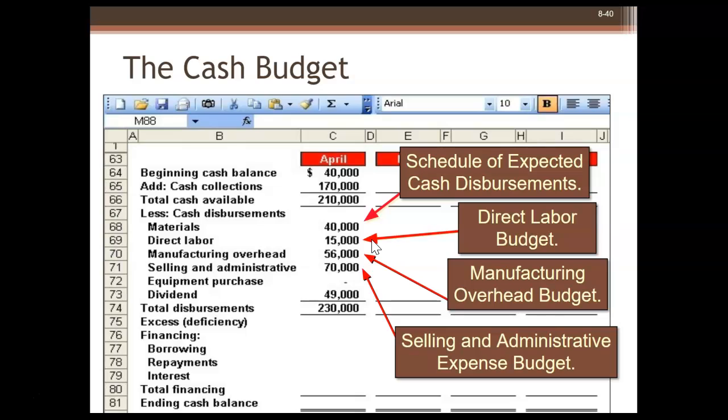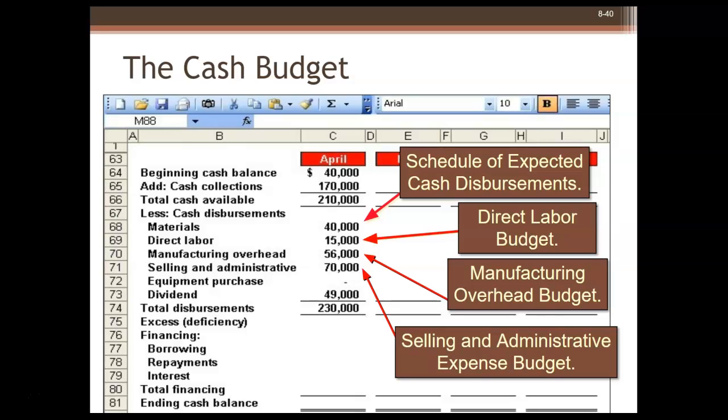Direct labor budget I didn't go over, but it's pretty straightforward. Overhead budget I didn't go over, pretty straightforward. Selling and administrative expense budget I didn't go over, it's pretty straightforward. Bottom line is all of these numbers are going to be given to you. So you simply just have to add them up to get your disbursements. So if we have 210 available, but we're going to have to pay 230 in April, remember this is a budget, so we're looking forward. We're going to have a deficiency. We're going to be $20,000 short in April.